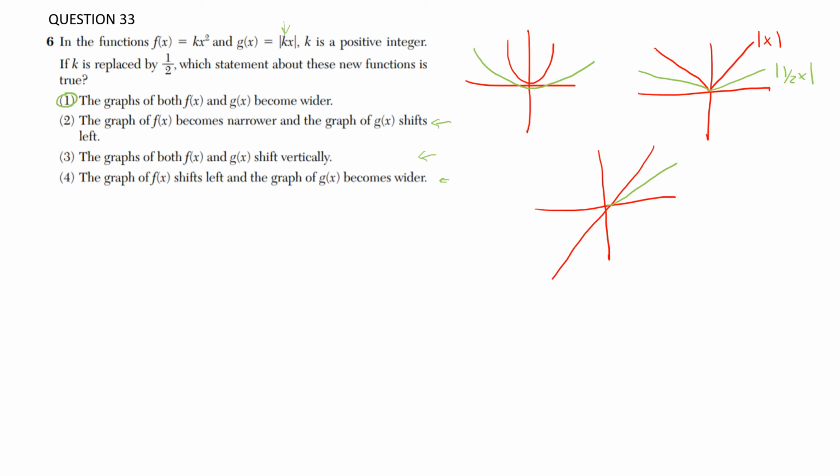And conversely, if you were to increase k, for example, and say k becomes from 1 to 2, you know that instead of wider, the graph would become narrower, right?